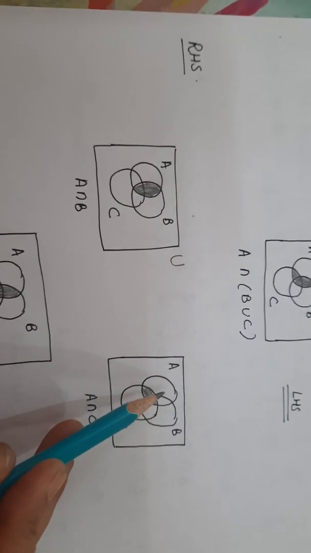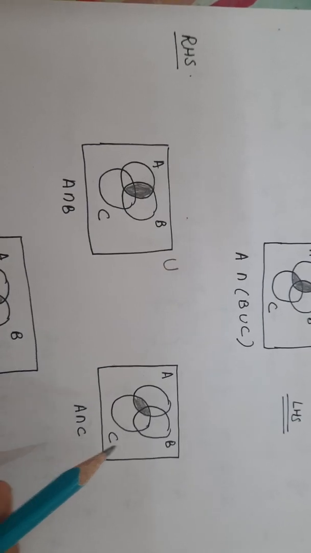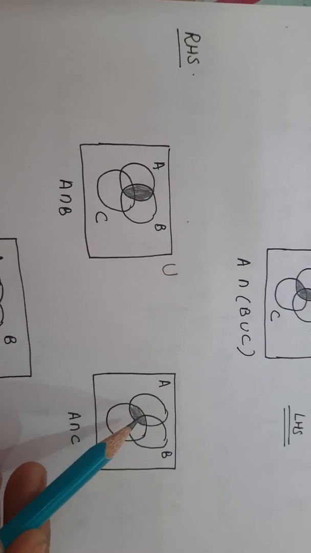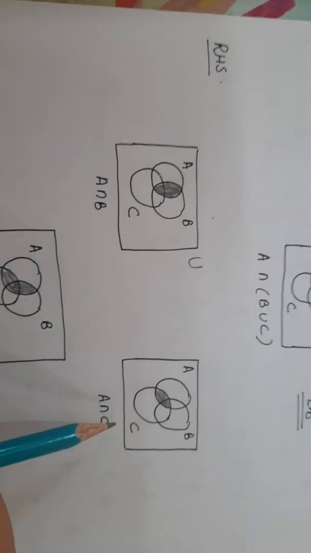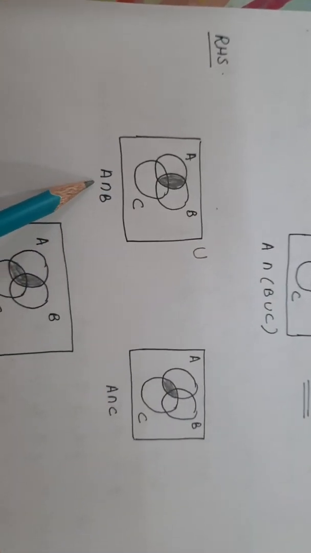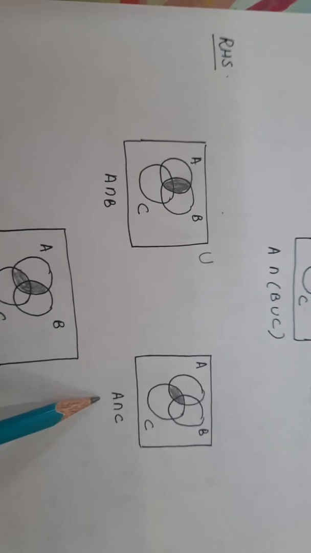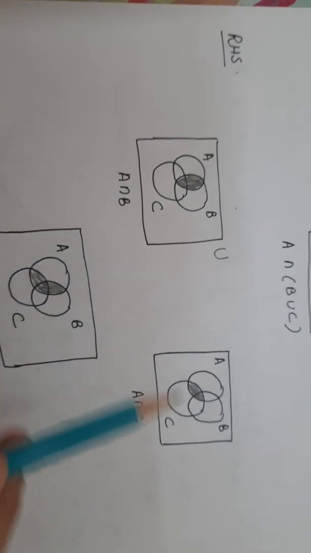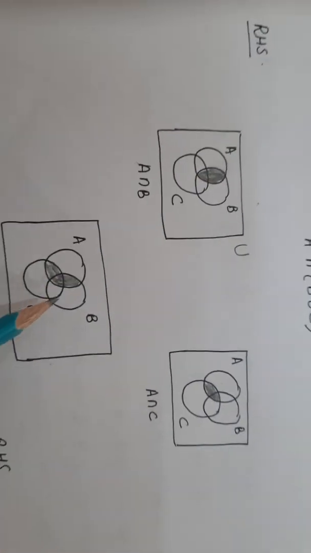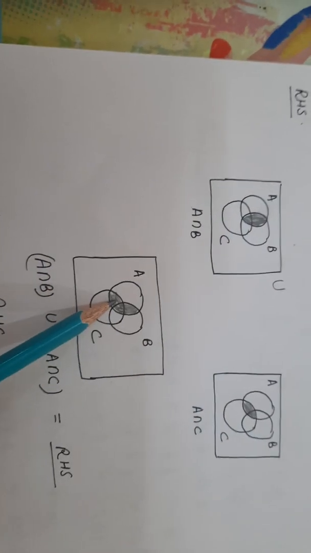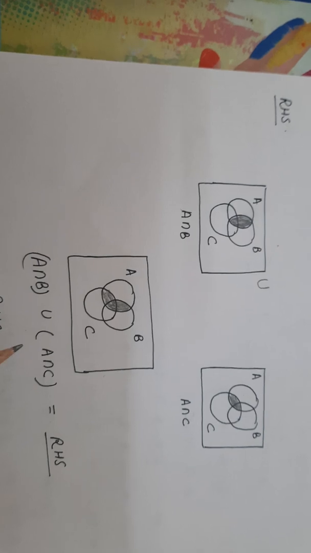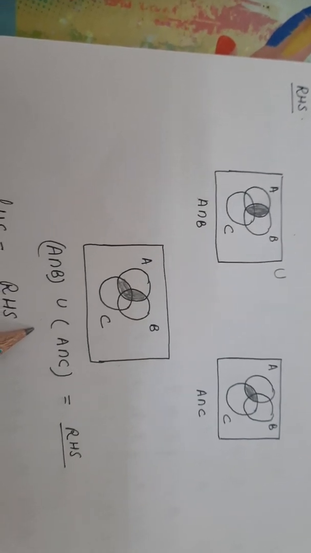Next, A intersection C. Intersection means the common portion of A and C. This is the common region. Then you are going to take the union. Union means all the elements of this set, all the elements of this set, right? So either from this or from this. So this is here and this portion is in the second diagram. So I have shaded these two regions, right? So this is your right hand side. If you check, the left hand side is equal to the right hand side.